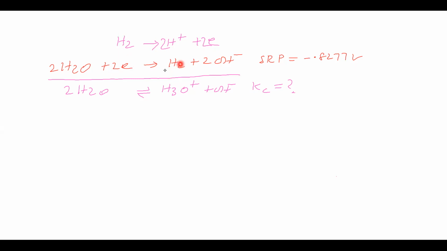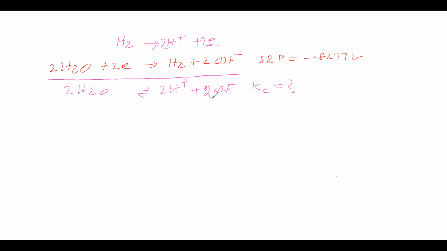This H2 cancels. This 2H2O we will write here. 2H+ ions we will write here. This 2OH- ions we will write here. So now we will make this H3O+ as H+. How many H+ ions we will write? 2H+ ions and 2OH- ions.